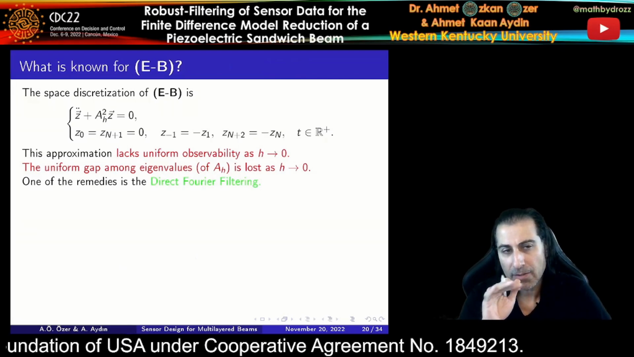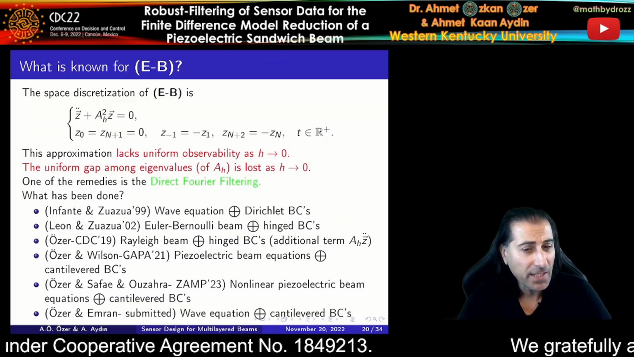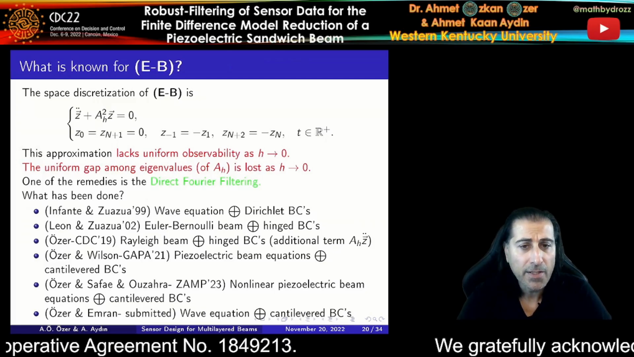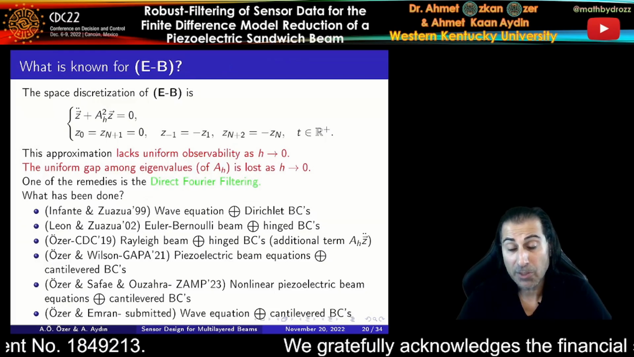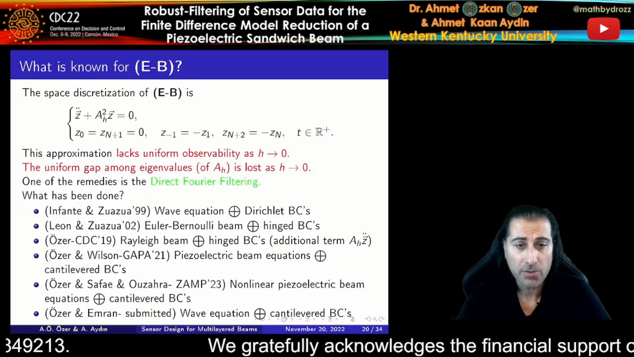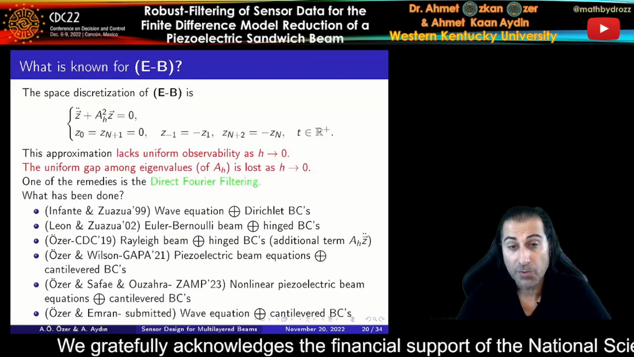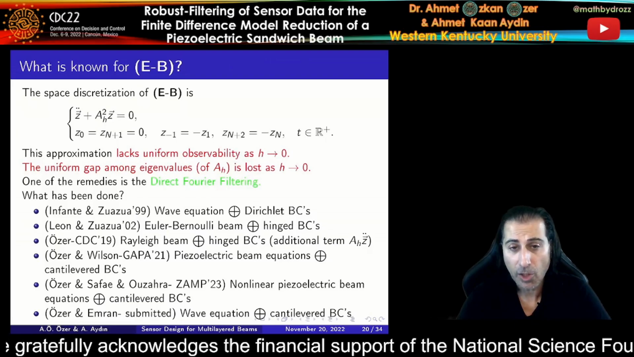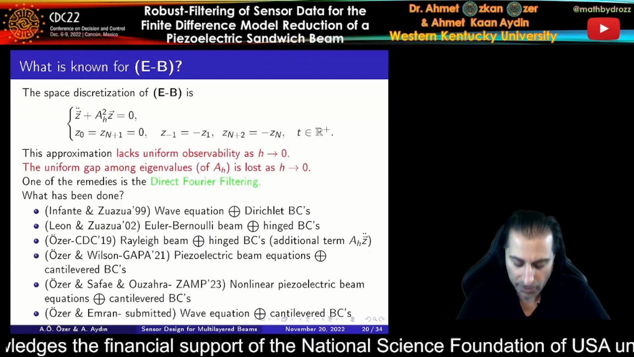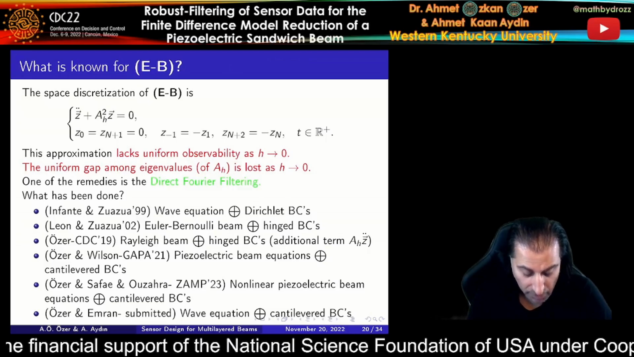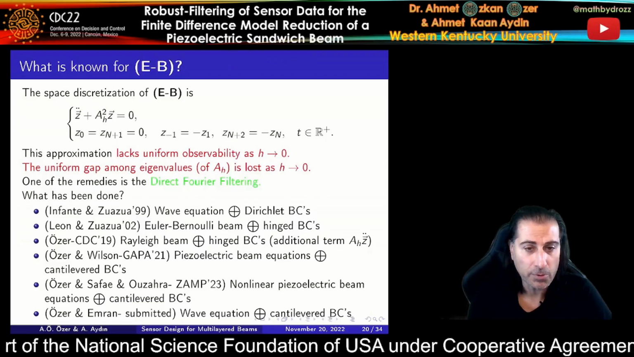Since everything is based on this A_h matrix in constructing the reduced model, some properties of A_h can tell us what's going on in reality. Essentially, as h goes to 0, the eigenvalues of A_h, especially the high frequency ones, get extremely close to each other. That makes the A_h matrix lose its observability property because the uniform gap is lost as h goes to 0. One of the remedies proposed in the literature is the direct Fourier filtering method. And we should probably appreciate two works here, Infante-Zuazua and León-Zuazua, one for the wave equation and the other one for the Euler-Bernoulli beam model.